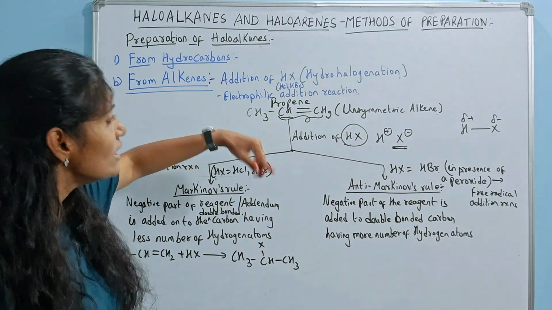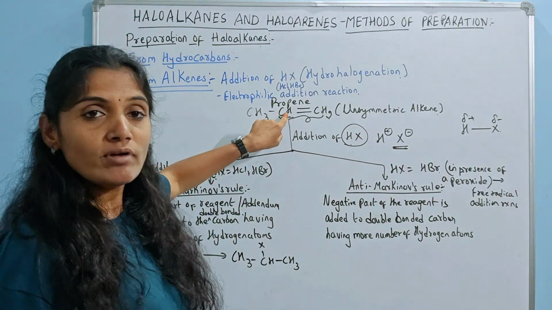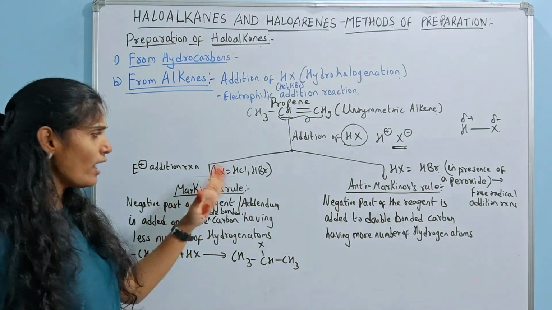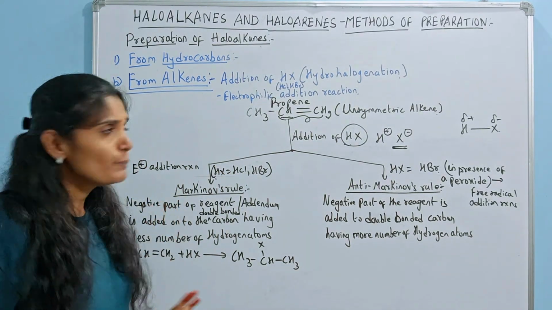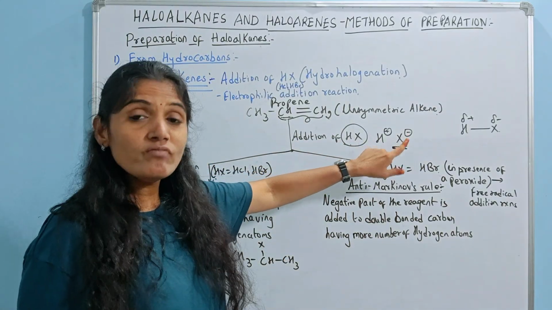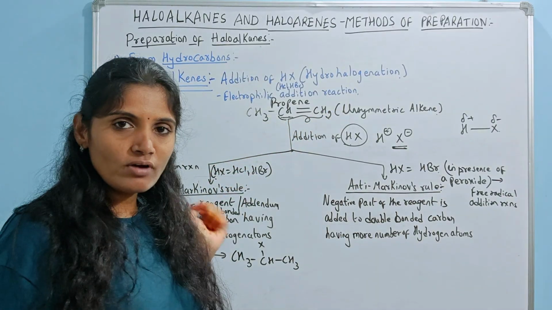Now, in the previous case, negative part was getting added to the carbon having less number of hydrogen atoms if it is through Markovnikov rule, and I told you halogen can be HCl, HBr. Okay, here when we go to anti-Markovnikov rule, the negative part of the reagent will get added to the carbon having more number of hydrogen atoms.